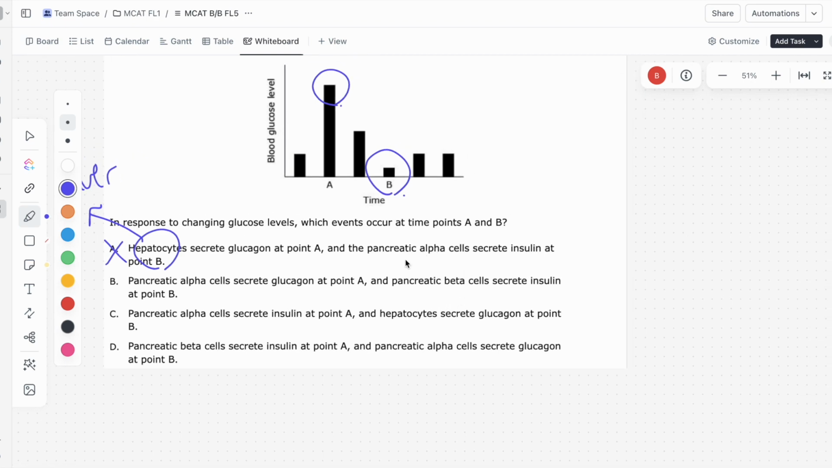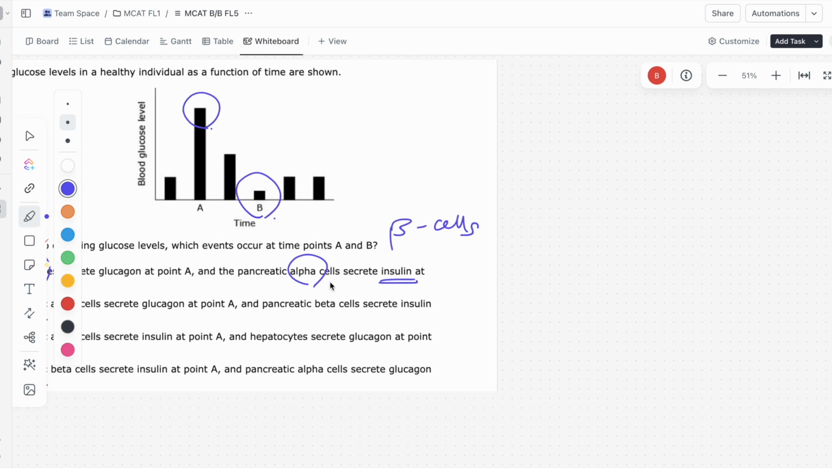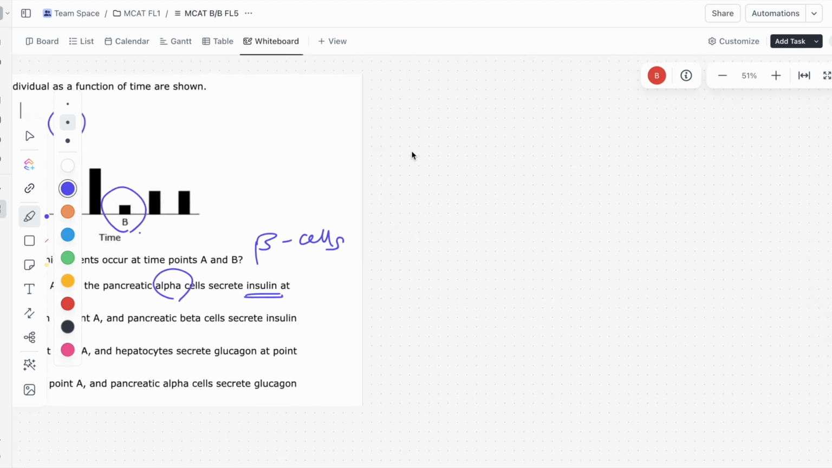Not only that, the pancreatic alpha cells are not the cells that secrete insulin. It's actually the beta cells, okay? The beta cells release insulin, not alpha cells. So they have this wrong on both sides right here. So A is not the correct answer, and let's talk a little bit about what's going on in this problem. Let's say we have a blood vessel, and in this blood we have a lot of sugar molecules floating around.